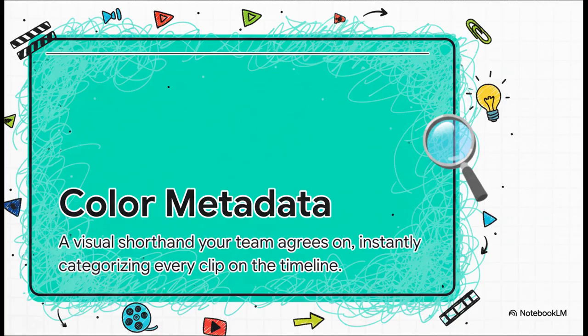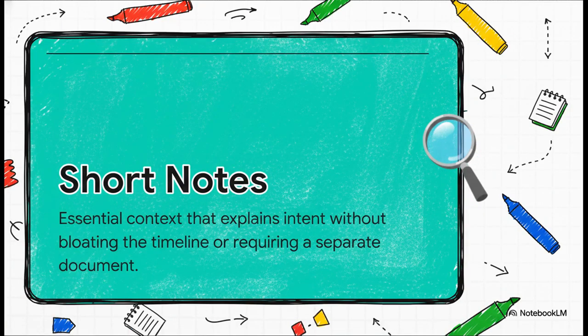Think of this like creating a shared language for your whole team. By deciding that, say, blue means A-roll and yellow means highlight, you create a visual shorthand that everyone just gets instantly without needing a meeting. Then we have short notes, and I mean short. We are not writing a novel here. It's just a little breadcrumb of context right on the clip itself. Something like "great reaction here," or "use this for the opening." It's critical info right where you need it.